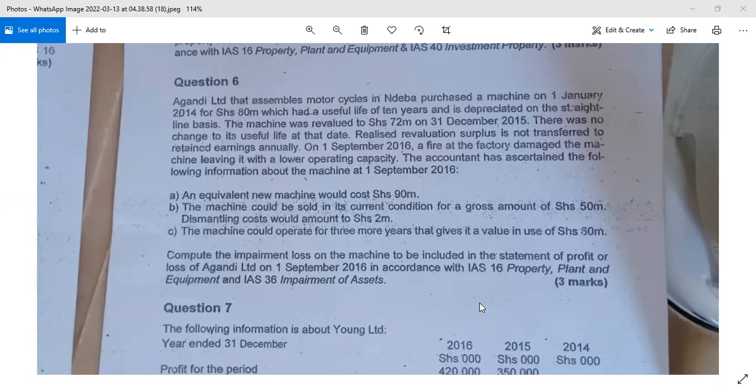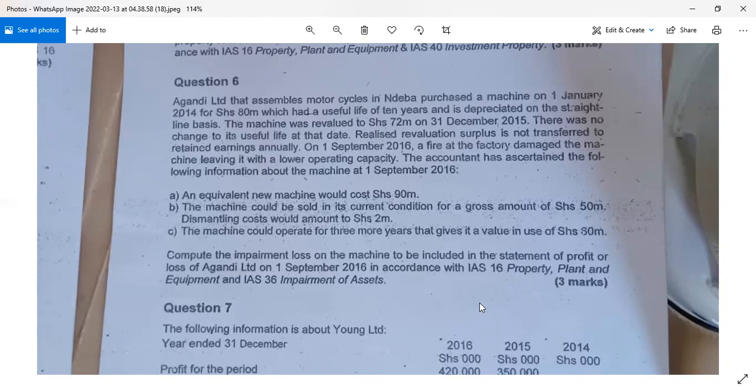So 1st January 2014, they're saying this is when we acquired the asset. It was for 80 million and had a useful life of 10 years. So cost is 80 million then, and useful life then was, actually 10, not 8, apologies. And then they're saying it is depreciated on straight line basis. Whenever you see straight line, then life is easy. Then they're saying that the machine was revalued to 72 million on 31st December 2015. Once you see revaluation, then you know.